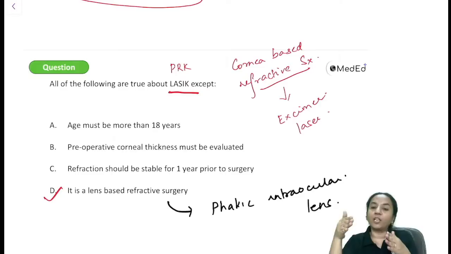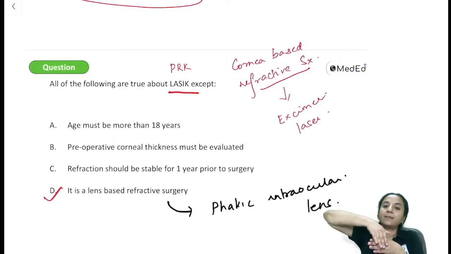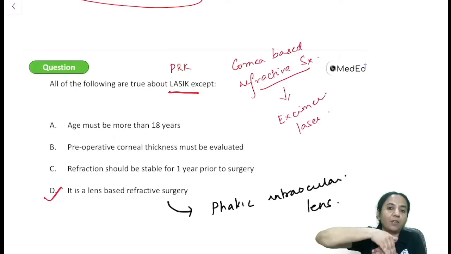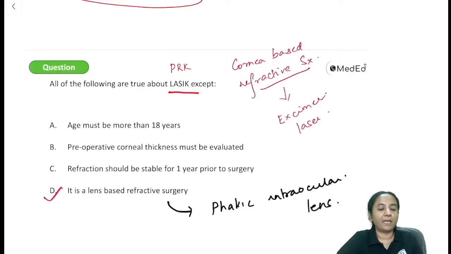Here, an additional lens is placed. That is, in front of the existing crystalline lens, you are placing a corrective intraocular lens. That is phakic intraocular lens. So, phakic IOL is the type of lens-based refractive surgery.